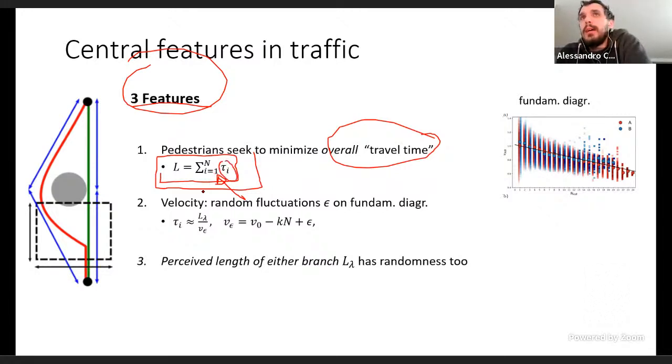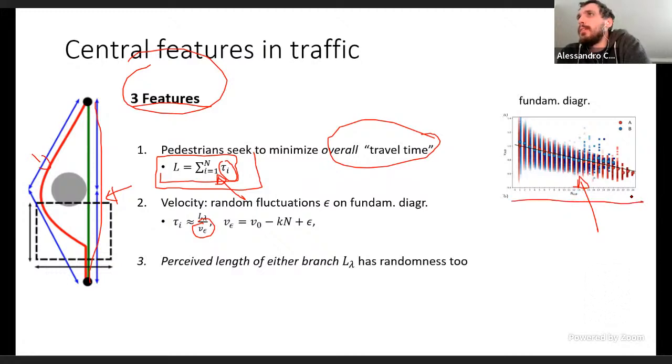Second, we need to define what is the travel time of the people involved. And well, the travel time here is, of course, the distance that they have to walk divided by their velocity. And clearly, this walking velocity has scaling with the traffic. So the more people would be in one channel, the lower the velocity. This is called in the literature a fundamental diagram.